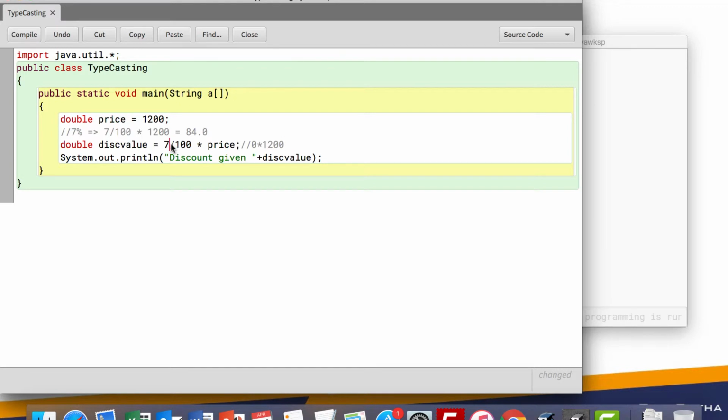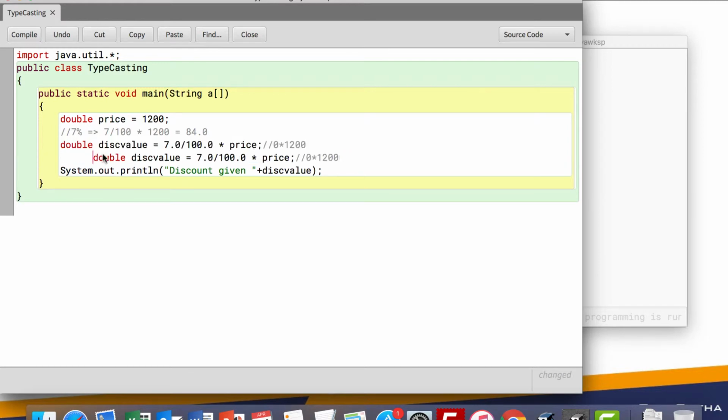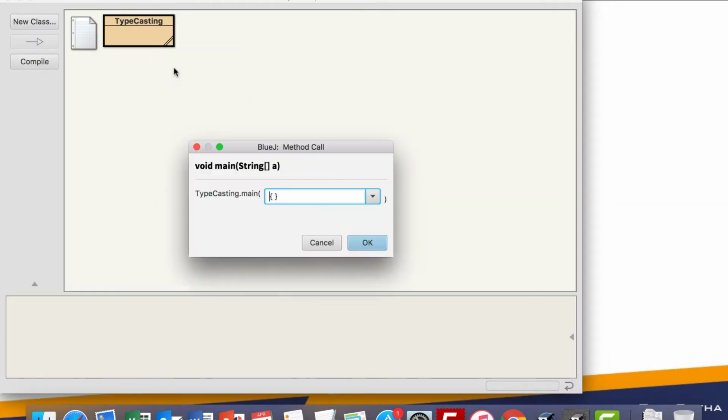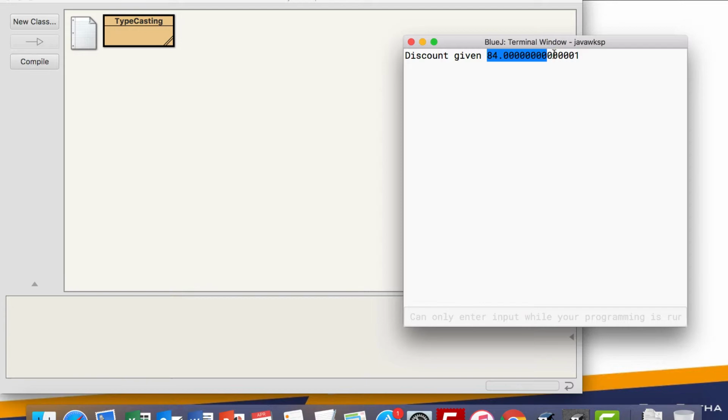The solution is either you say 7.0. Remember, int by int gives you int, double by int gives you double, int by double gives you double, or 7.0 by 100.0 gives you double. Or you can also write this expression as 7 by 100 is 0.07, and we can multiply. So now when we do this, we get a proper value. Let's compile. Now can you see we got 84.0.